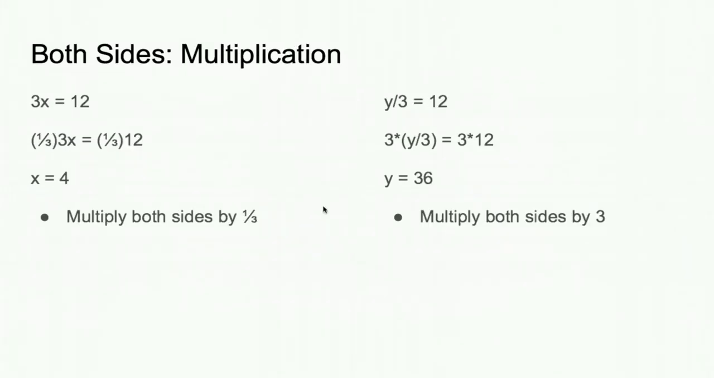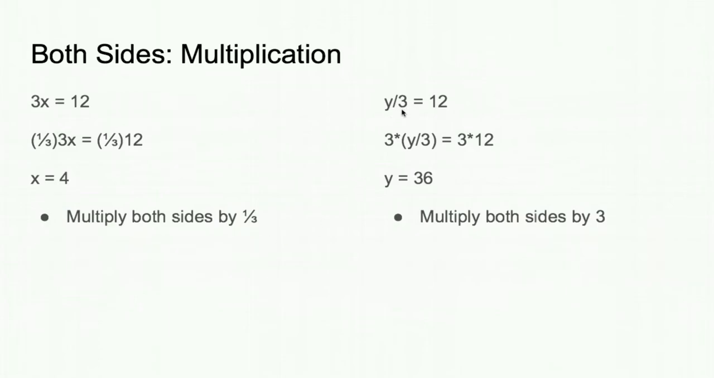Next, let's look at both sides in the case of multiplication. Consider this first equation. We have 3x equals 12. Now, in order to achieve the goal of isolating the variable x, I'm going to multiply both sides by 1/3. So I have 1/3 times 3x equals 1/3 times 12. On the left-hand side, 1/3 times 3 gives me 1, so I'm left with x. And on the right-hand side, 1/3 times 12 leaves me with 4. So the operation here was that I multiplied both sides by 1/3.